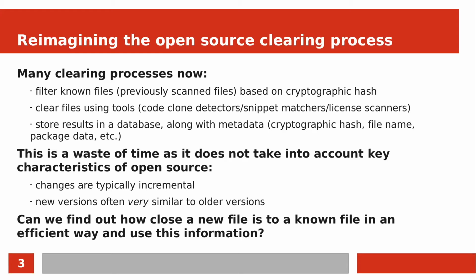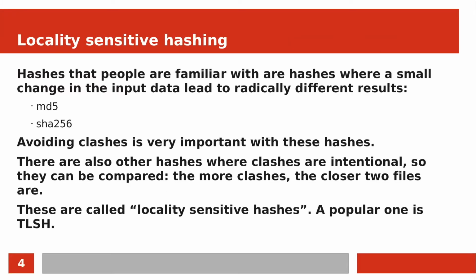One of the things that I first want to look at is, can we find out how close a new file is to a known file in an efficient way, and then use this information? For that, I'm going to talk about a technique called locality sensitive hashing. Most of the hashes that people are familiar with are hashes where a small change in the input leads to radically different results. If you have a file and you make an MD5 checksum and then you change one byte, you get a radically different MD5 checksum.